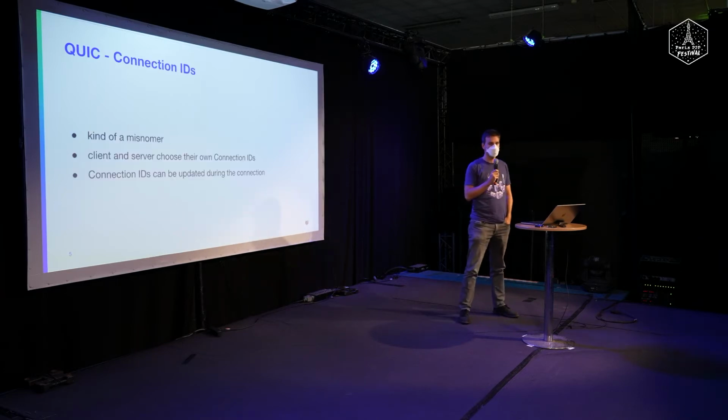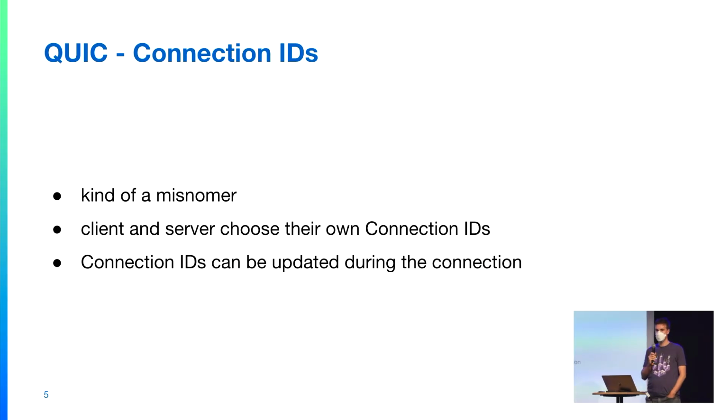And connection IDs are kind of a misnomer because one connection doesn't have a single connection ID. It has at least two connection IDs because both client and server choose their own connection ID because both client and server could potentially be behind a load balancer, right? And each load balancer has their own configuration and needs to make sure that the connection is routed deterministically.